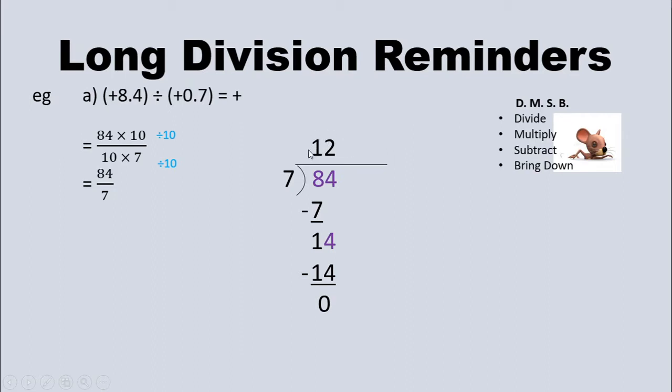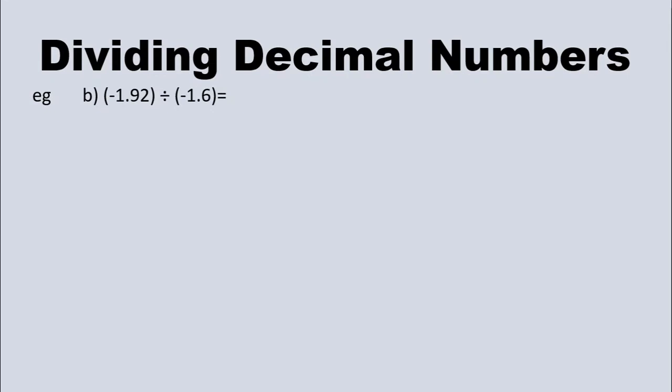My answer is 12. And remember, I'm doing a positive divided by a positive, so I know I've got a positive answer. My answer is positive 12. Simple as that. Let's go through it again. Question B, I've got two negative values being divided. Both signs are negative. They are the same sign, so my answer will be positive.